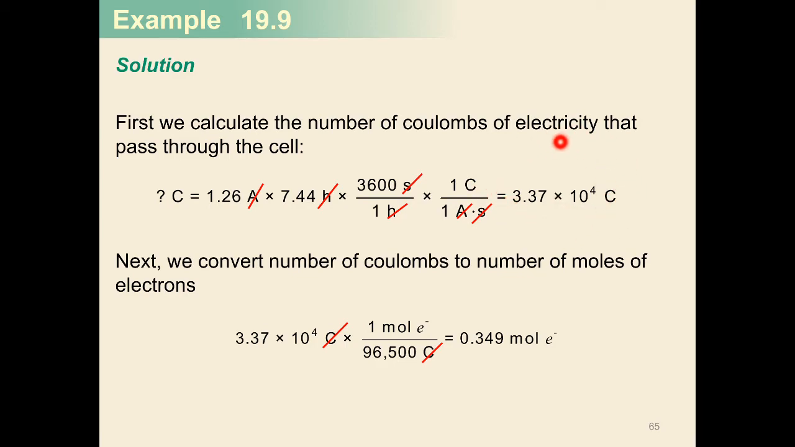And how many electrons will be used in this charge? If 1 mole of electron has a charge of 96,500 coulombs, you just convert it, and you have 0.349 moles of electron moving. So this is the amount of electrons that is moving for 1.86 amperes in the duration of 7.44 hours. So this is the amount of electron that moved in the cell.